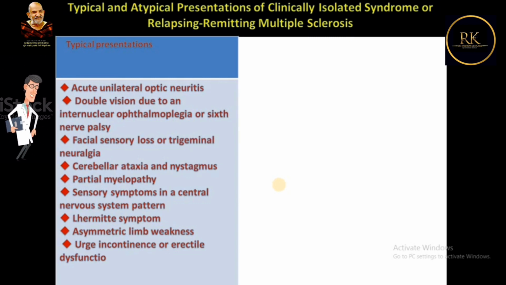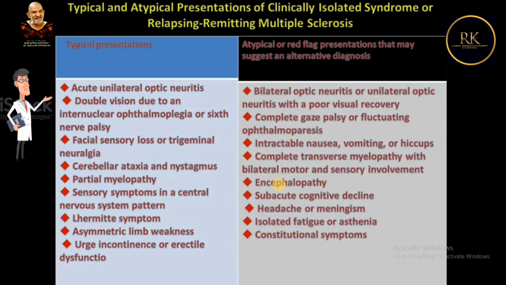Atypical or red flag presentations that can suggest an alternate diagnosis include bilateral optic neuritis or unilateral optic neuritis with poor visual recovery, complete gaze palsy or fluctuating ophthalmoparesis, intractable nausea, vomiting or hiccups, complete transverse myelopathy with bilateral motor and sensory involvement, encephalopathy, subacute cognitive decline, headache or meningismus, isolated fatigue or asthenia, as well as constitutional symptoms. So these are the atypical presentations in the case of multiple sclerosis.